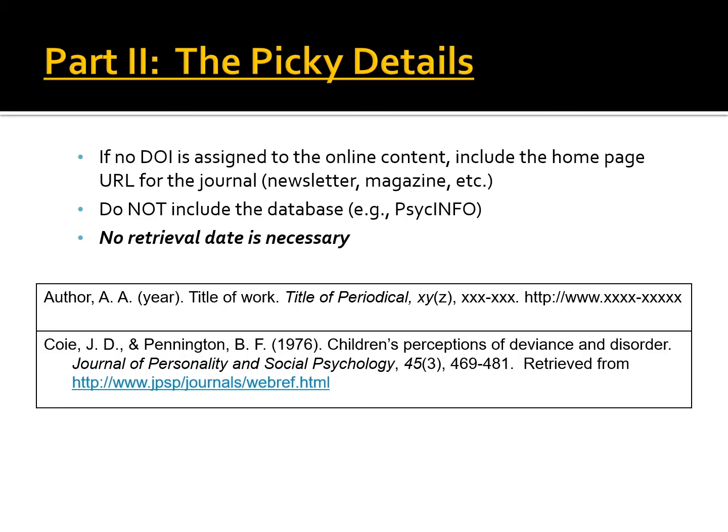Now, if there is no DOI assigned to the online content, then you would include the homepage URL for the journal. As I said on the previous page, sometimes you may get access to an article because you went through the journal's webpage. So if there's no DOI, but you did track the article down through the journal's URL, then you would include the URL for that journal itself.